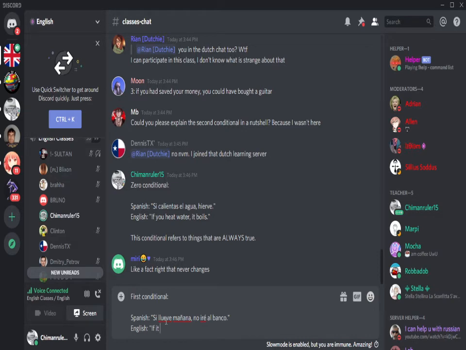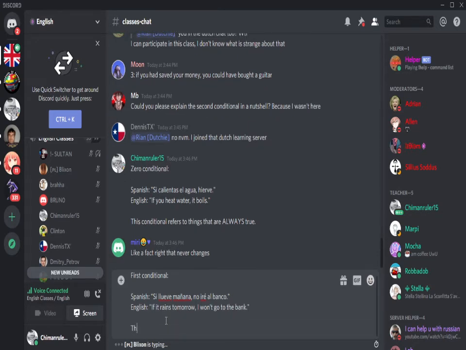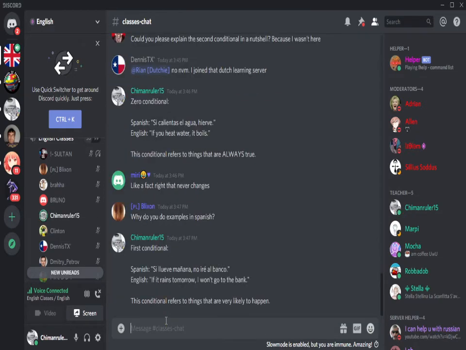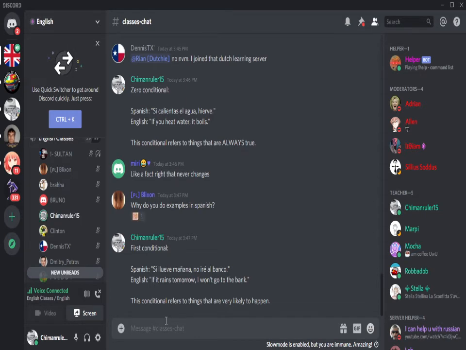Like a fact that never changes. Yeah, exactly. If it rains tomorrow, this conditional refers to things that are very likely to happen. Again, this is an example of the first conditional. In Spanish, you'd say this, and in English, you'd say this. And this conditional refers to things that are very likely to happen.